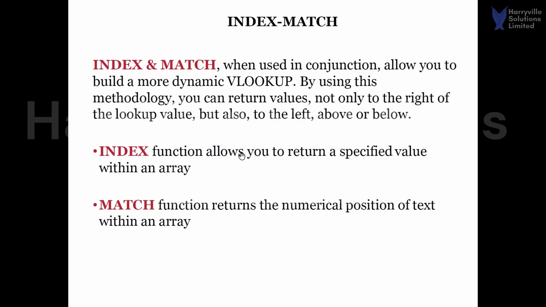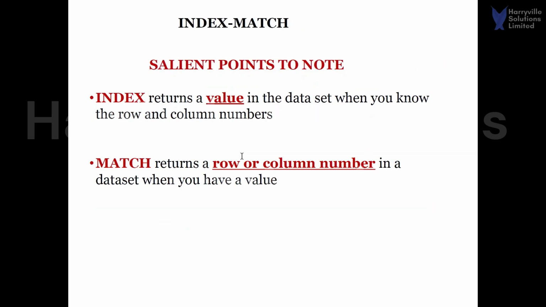So how does index match work? There are some salient points that need to be noted. Index will return a value in a data set when you know the row and the column numbers. When you are sure that you understand the row and the column numbers, you can use index, and it will return the value of that particular cell. While match returns a row or column number in a data set when you have a value.